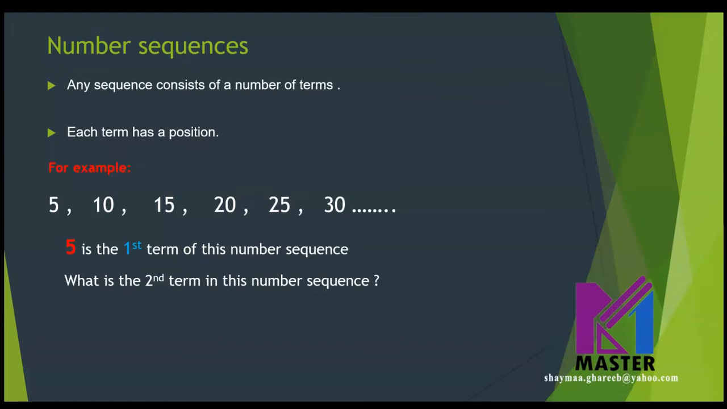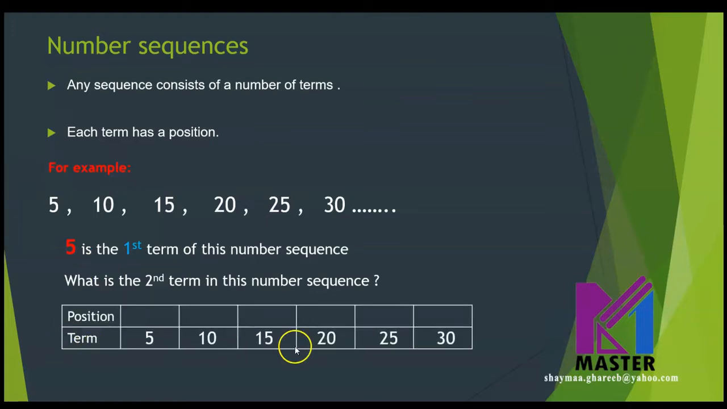So now, do you know the difference between the term and the position? Let's see. We have a table here. We put all the terms, as you can see, the numbers in the sequence: 5, 10, 15, 20, 25, and 30. Now we are going to put the positions of each term in this sequence. So 5 has the first position, 10 the second, 15 the third, 20 the fourth, 25 the fifth, and 30 the sixth. So now do you know the difference between the position and the term?